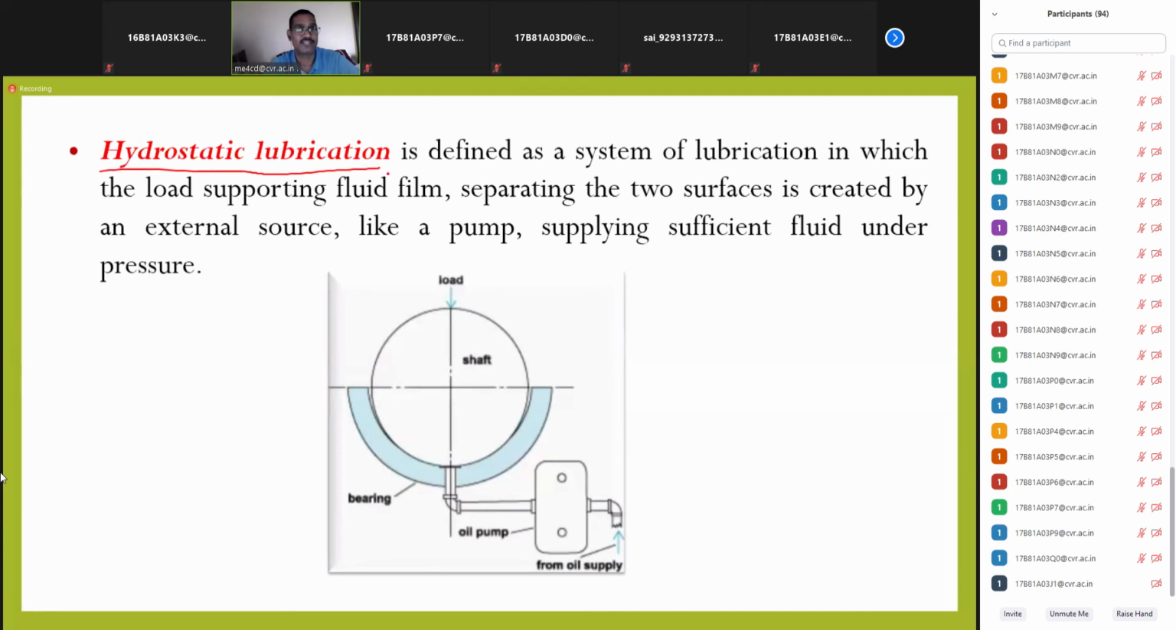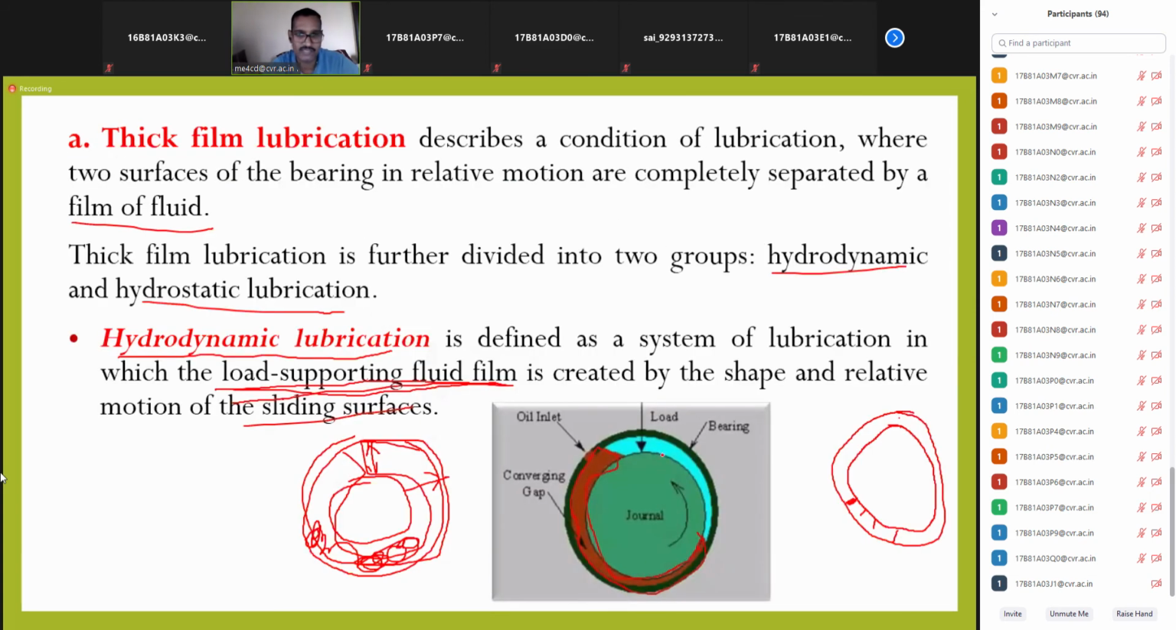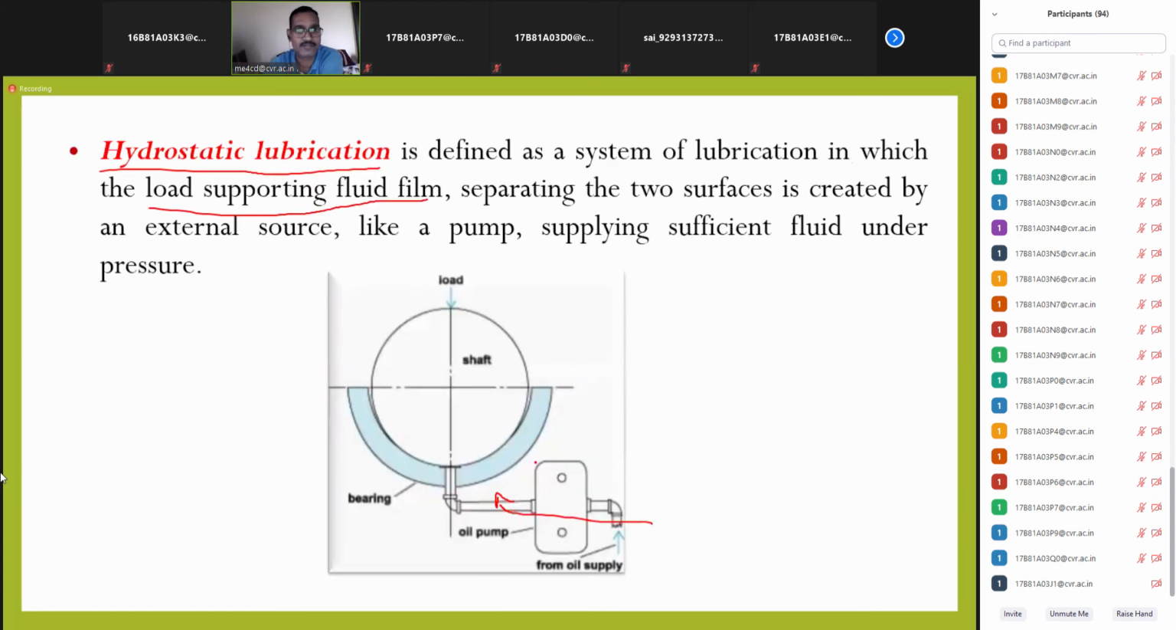Hydrostatic lubrication is defined as a lubrication in which the load supporting fluid film separating two surfaces is created by an external source. In hydrodynamic, with the rotation, let us suppose it is at rest, then the film thickness will be more here and less here. And if you are rotating this, if there is relative motion, then it will take the leftover shape. And here you are supplying some oil and lifting the shaft in the bearing.